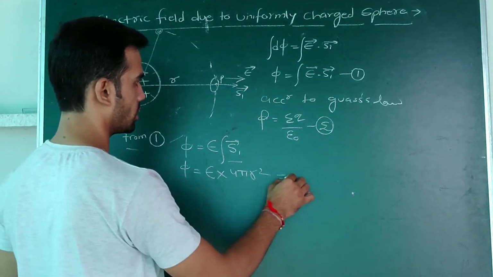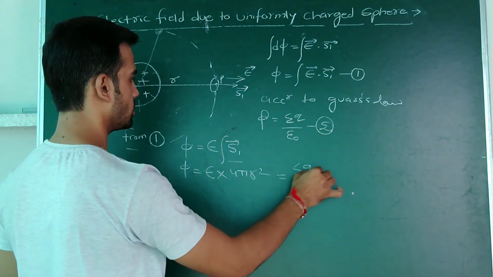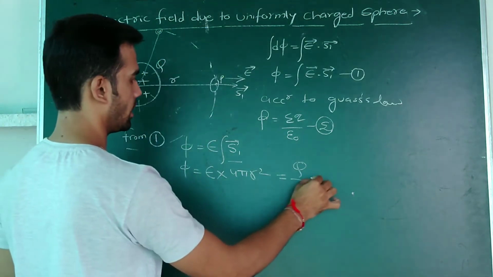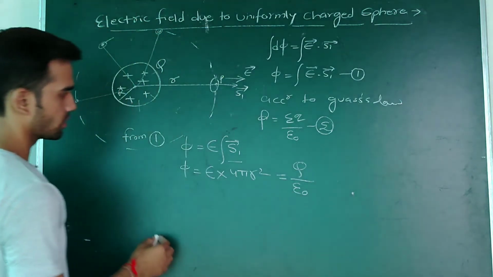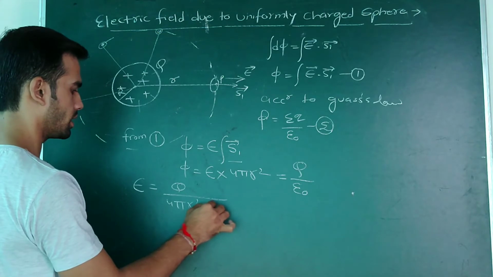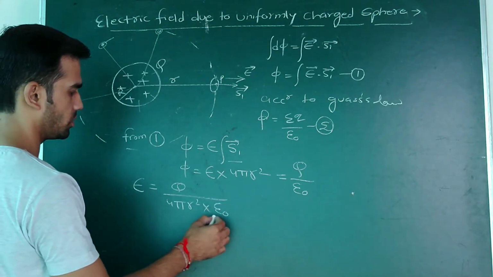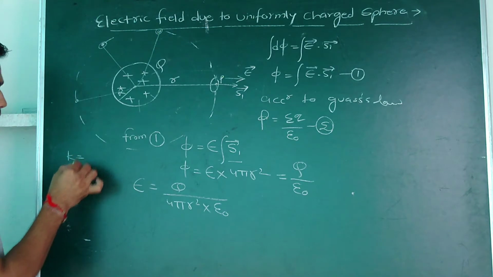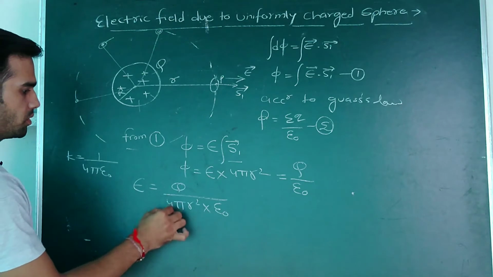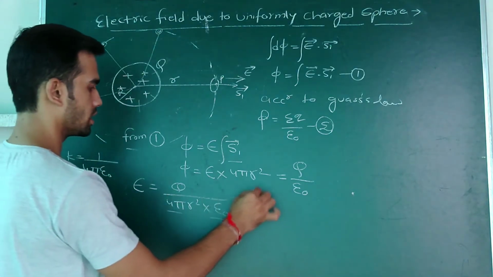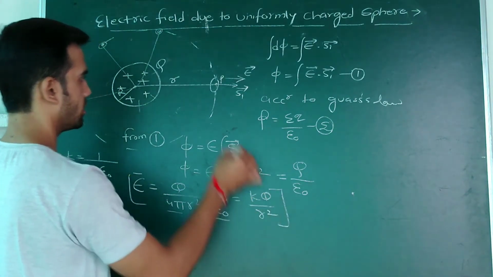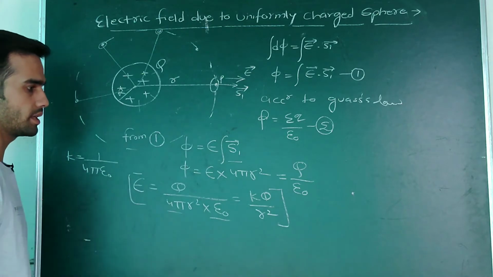Now this is equal to equation number 2, which is the total charge. Total charge can be represented by Q, if the charge is given as Q, and Q divided by epsilon naught. Okay, so E becomes Q upon 4 pi r square into epsilon naught, and we know that the value of K, that is the electrostatic constant, is 1 upon 4 pi epsilon naught. So 1 upon 4 pi epsilon naught becomes K, and this equation becomes KQ upon r square. This is the value of the electric field at any point on this Gaussian surface.